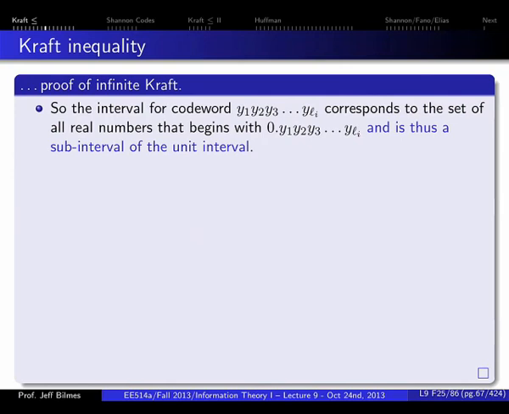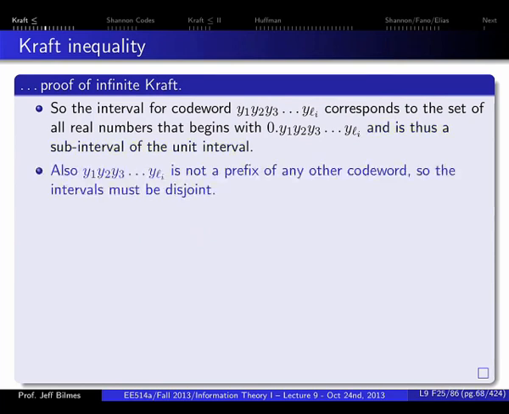Because we're open on the right, and we're only adding 1 digit on the left-hand side, we're always going to be at least that far away from the number 1. So we'll never actually touch 1.